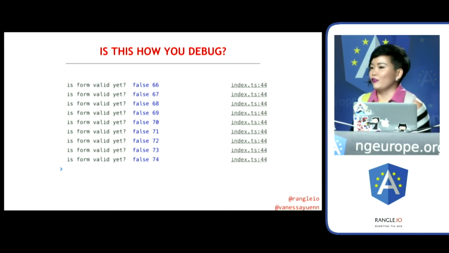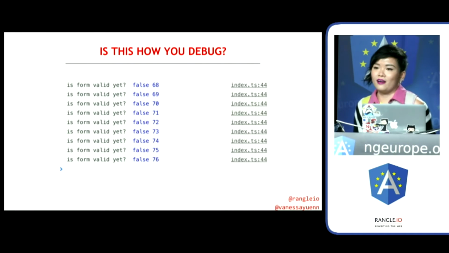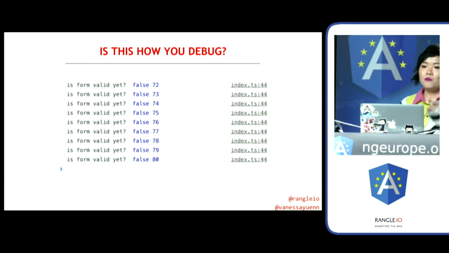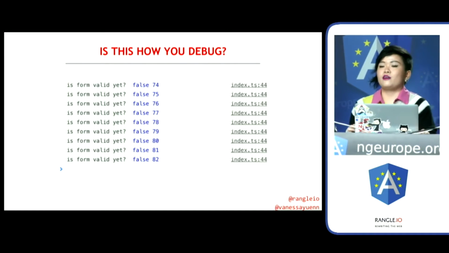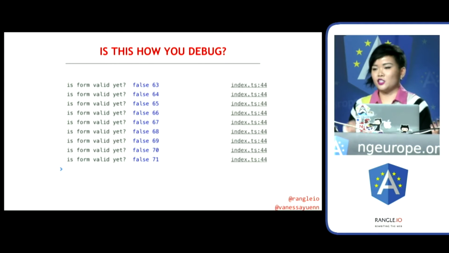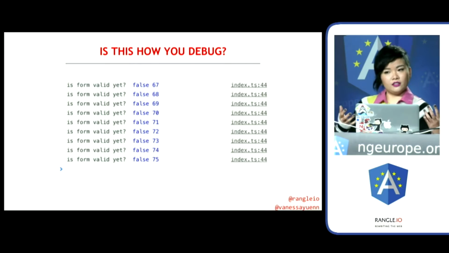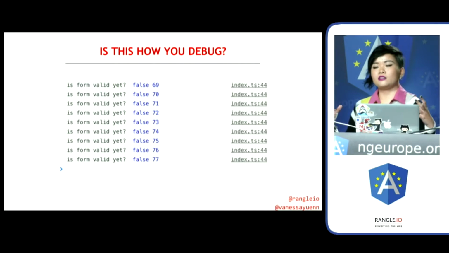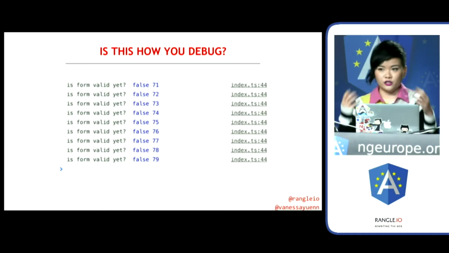Now, don't get me wrong. There's absolutely nothing wrong with debugging with console log. I do that. I'm not ashamed to admit it. But I am a very visual person, and I suspect a lot of you are as well. And sometimes it's just a lot easier to be able to visualize the whole structure of your application just in front of you.